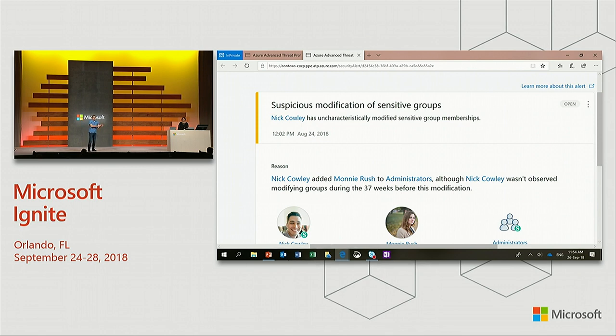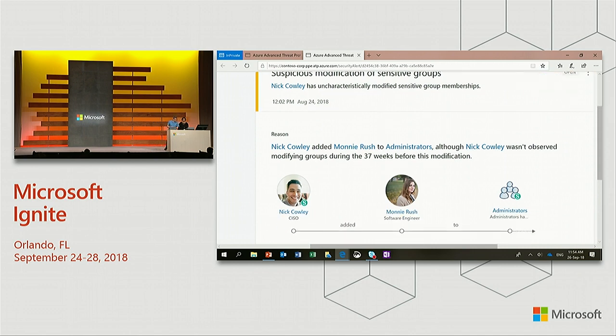It would not make much sense if Astrid's phone number were changing 5 times over a period of 24 hours. And in this case, it doesn't make any sense if, as we can see here, Nick hasn't ever modified the administrator group, but just yesterday he took a specific user named Moni and added her to the administrator groups.